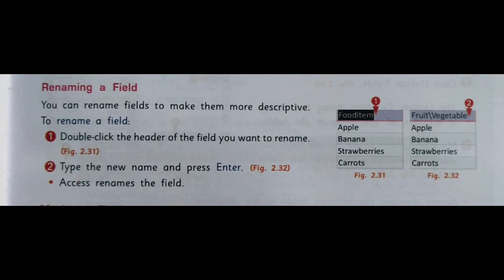How to rename a field? You can rename fields to make them more descriptive. To rename a field, first double-click the header of the field you want to rename. Then type the new name and press Enter. Access renames the field.